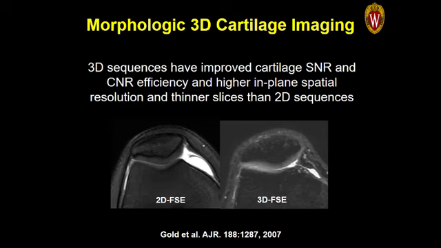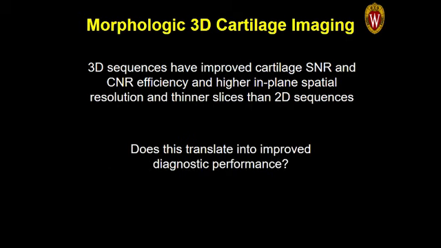Now, three-dimensional cartilage imaging sequences have improved cartilage signal-to-noise ratio and contrast-to-noise ratio efficiency and higher in-plane spatial resolution in thinner slices than two-dimensional fast spin echo sequences typically used to evaluate articular cartilage. Now, do these theoretical advantages necessarily translate into improved diagnostic performance?